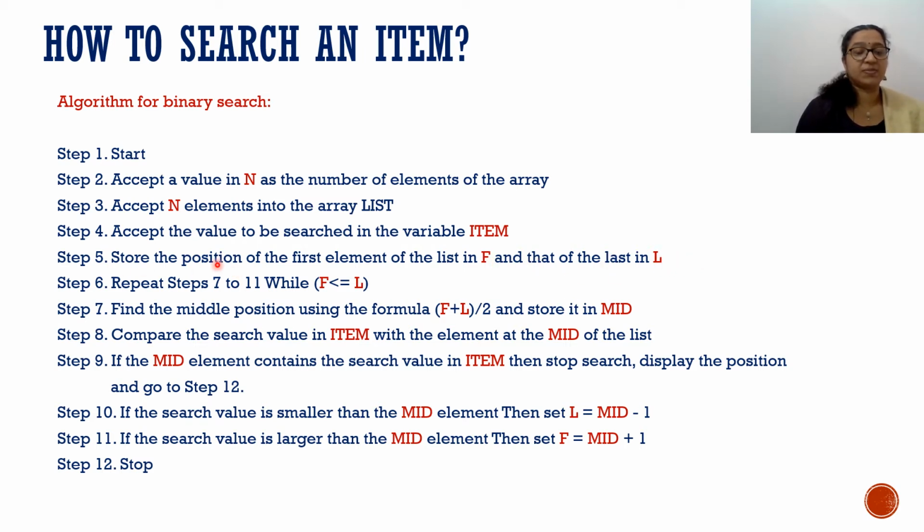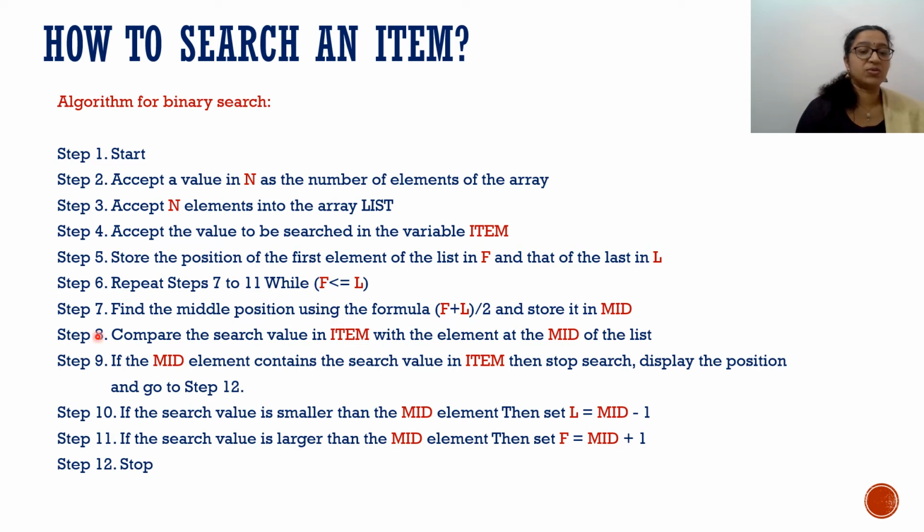So that is the first step. Then the next step, step 6, repeat. So we want to repeat the process, steps 7 to 11. While F is less than or equal to L, which means F is 0 now and L is n minus 1 now, we want to repeat the following process till F is greater than L. Now F is less than L because F is 0, L is n minus 1.